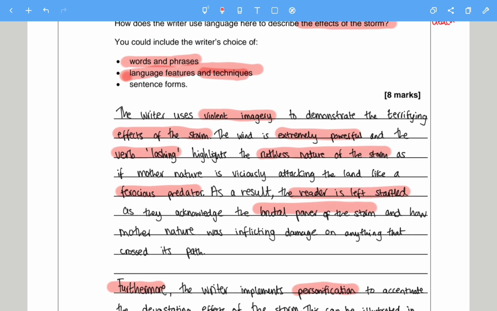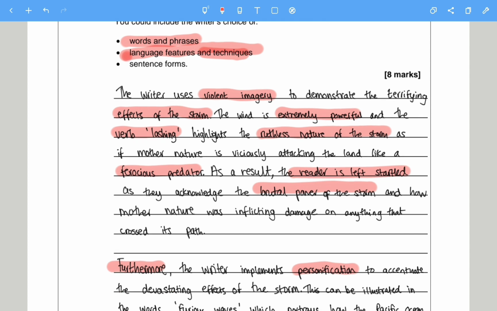Now, just some important information for students. You can get full marks by simply looking at words and phrases, language features and techniques. If you miss out sentence forms, it doesn't mean you cannot score 8 out of 8. But if there's something to comment on sentence forms, you should comment on it. But if it's not there, do not force it because it's not necessary for you to get full marks.